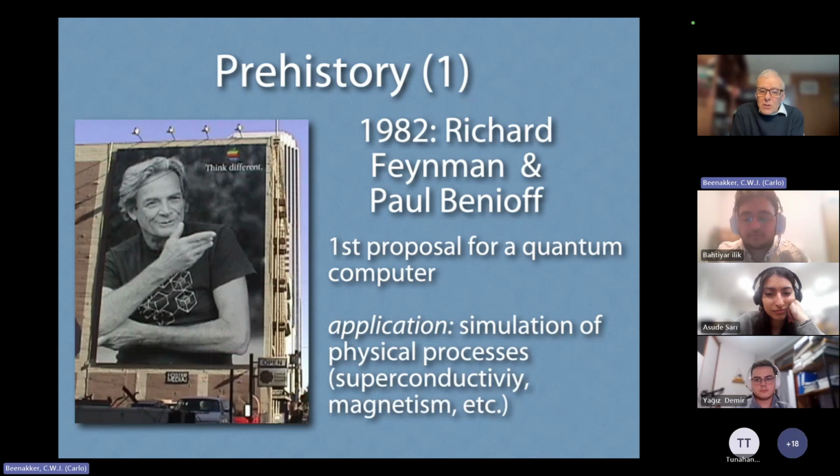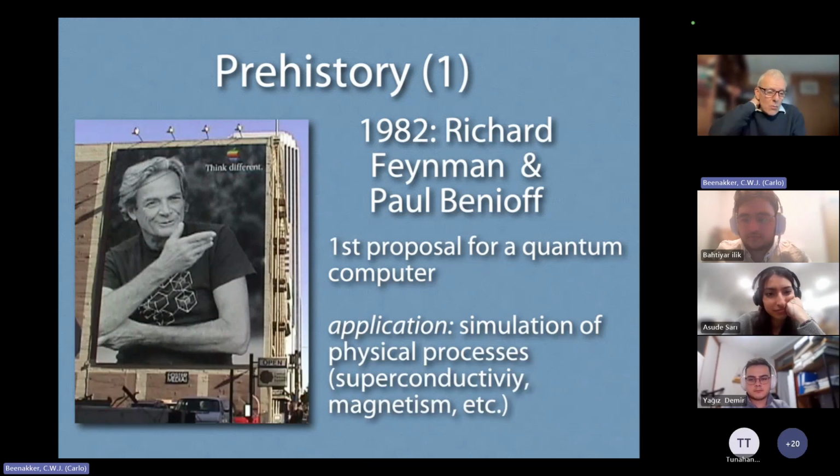They were basically thinking about problems in physics, simulation of physical processes, superconductivity, magnetism, all kinds of material science calculations, perhaps even quantum chemistry calculations, all kinds of molecular calculations which we find very difficult to do in a classical computer. And their reasoning was like this.